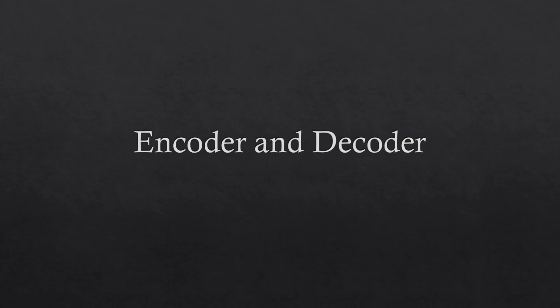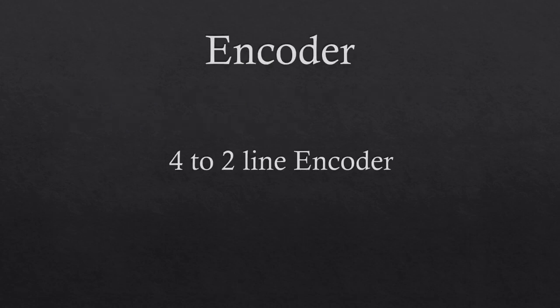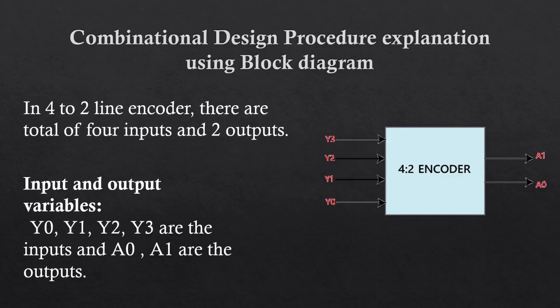So hello everyone. This is a recording for experiment number 5, encoder and decoder. The aim of our experiment here is to design and implement encoder and decoder using logic gates. For the sake of simplicity, we are considering a 4 to 2 line encoder, and the combinational design is explained using a block diagram.